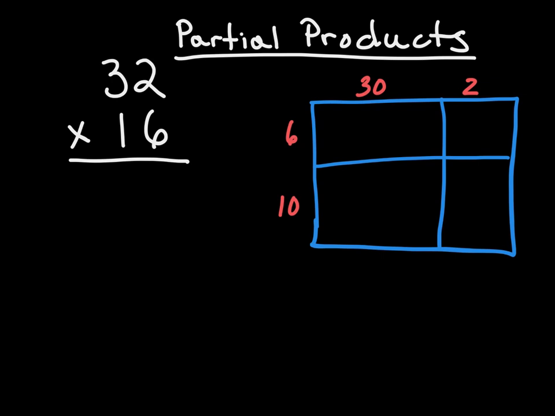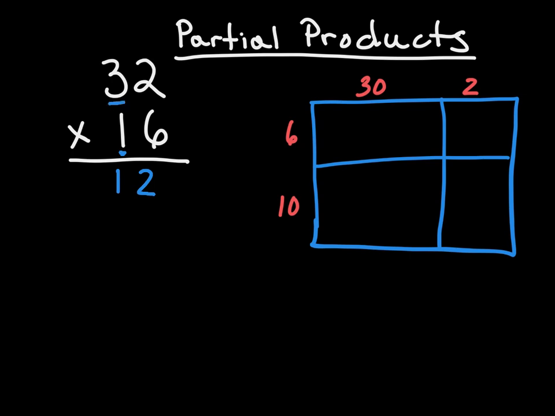Now, if we continue to do 32 times 16, but this time we're going to have the area model. And then we're going to try out partial products. So here we go. Let's try this out. 2 times 6 is 12. Let's ignore this 1. Just multiply everything by 6 first. So 2 times 6 is 12.